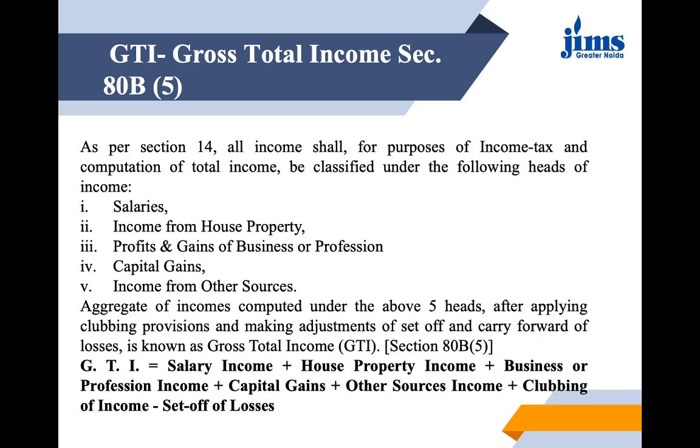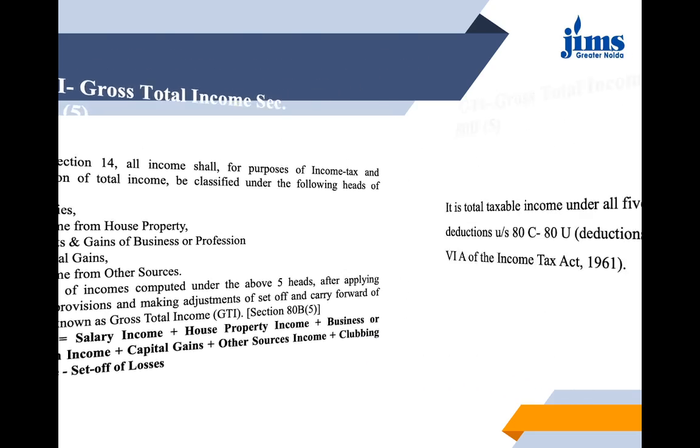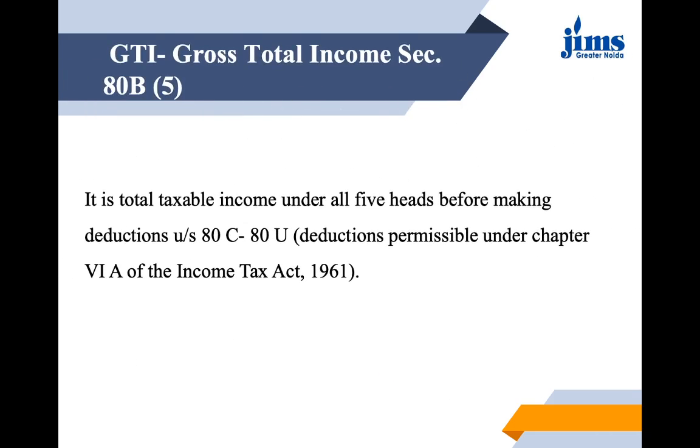There is a further way to see this gross total income. It can also be called the total taxable income under all the 5 heads, as the case may be. Whichever person we are talking about, may it be a company, a firm, an individual or an HUF, any of the 7 categories of a person.